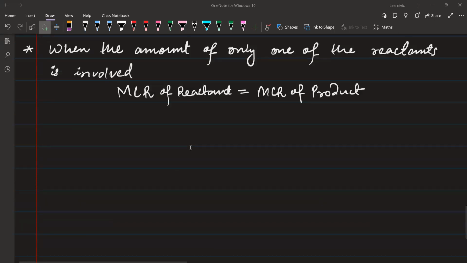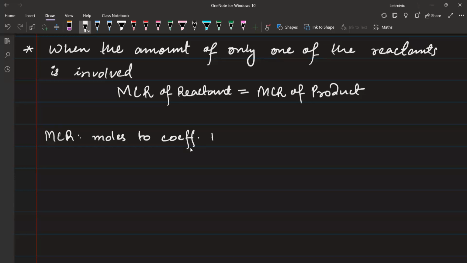Now we are going to start. What is this MCR? MCR is moles to coefficient ratio. Moles to coefficient ratio. ठीक है? Now we are going to take an example. अगर हम आपको example समझाते हैं तभी ज़्यादा समझ में आएगा. Otherwise it is going to be no use. Just let me take up a question.